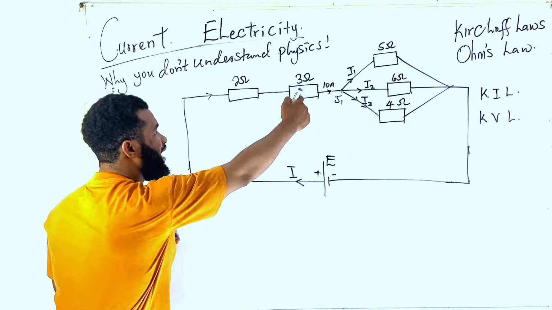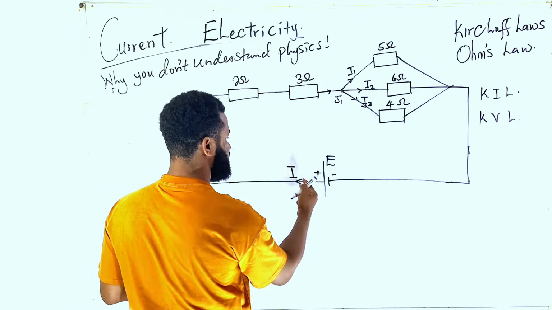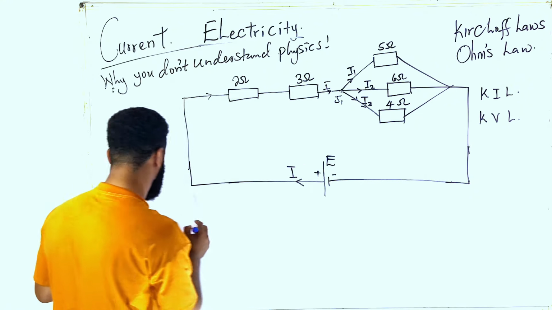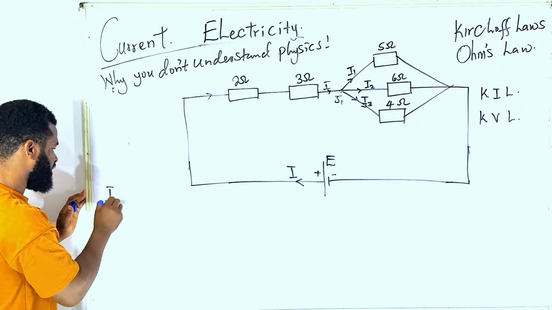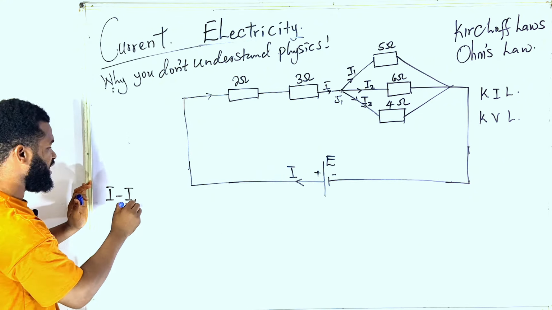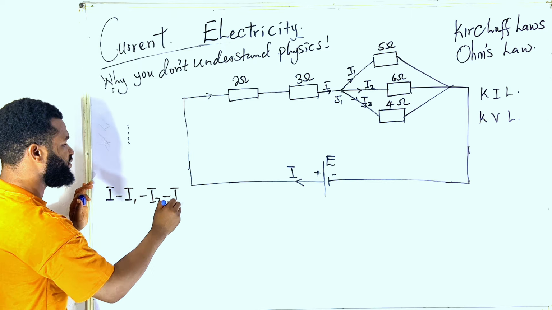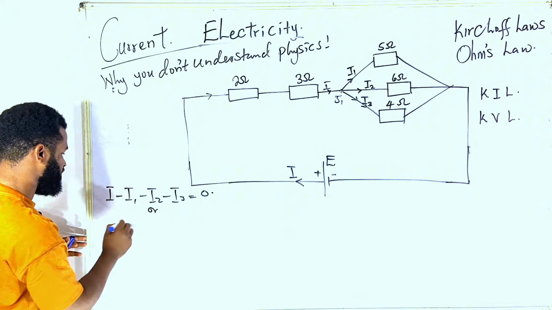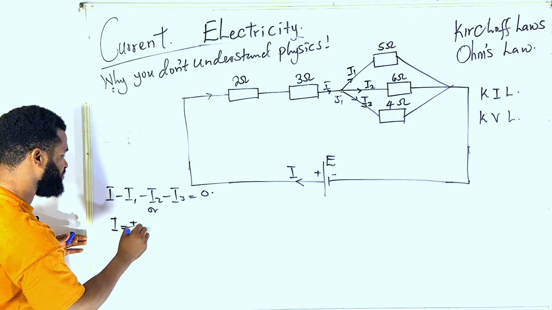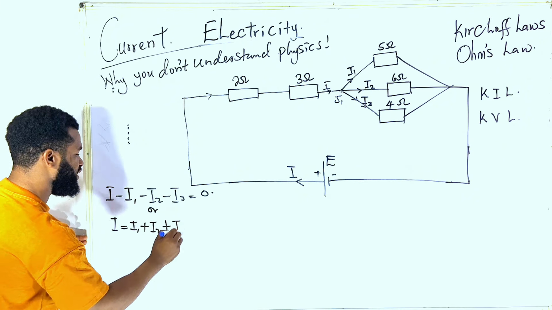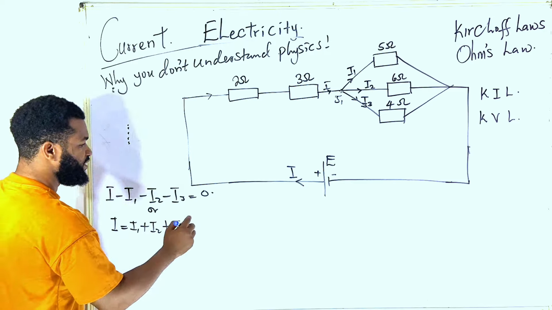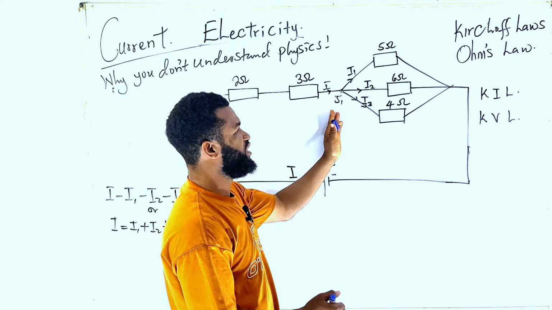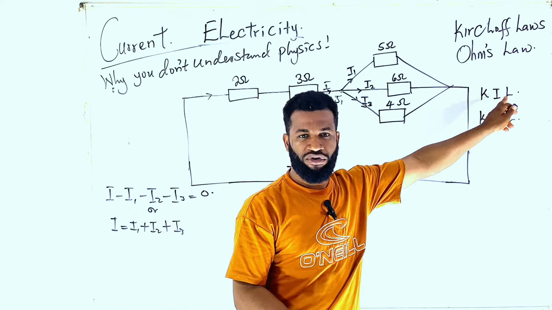That means this I, which is this I, is going to be I minus I1 minus I2 minus I3 equal to zero. Or you can put it this way, that I is equal to I1 plus I2 plus I3. So this is the equation of the current we need here, according to Kirchhoff's current law.